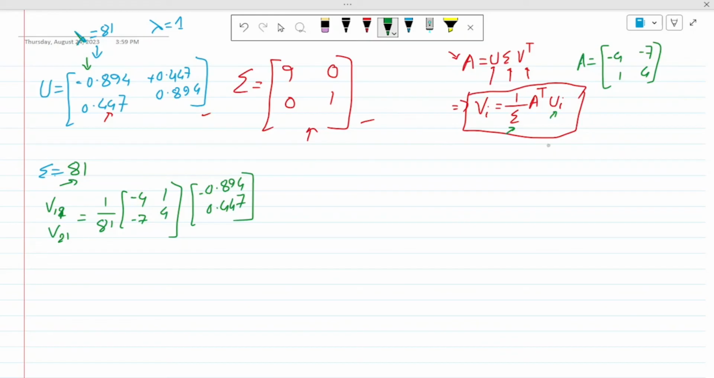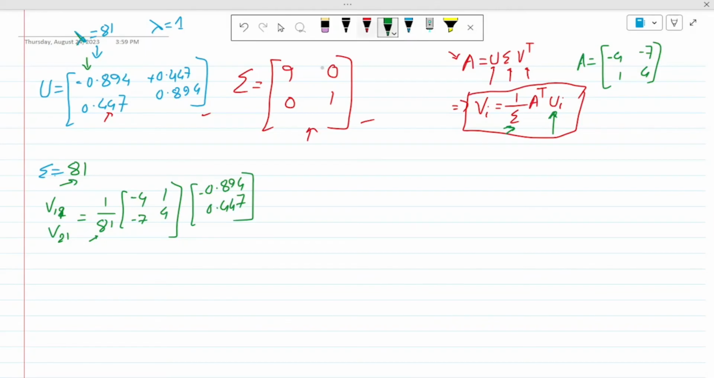So the sigma value we used is 81, which means here we put sigma value 81, and A transpose is this one, and A transpose into UI. UI means what? Eigenvector when the sigma was 81. So the eigenvector for sigma 81 is this value. So this was the sigma value when we calculated 81. Eigenvalue is this one, so the same value we have written here. Now if we multiply all these three, you will get V11 and V12.